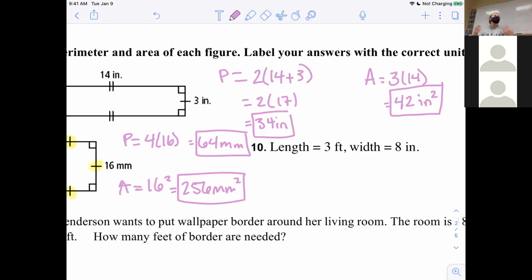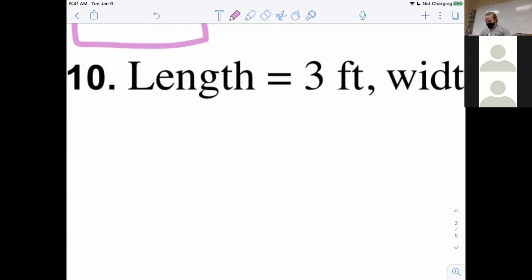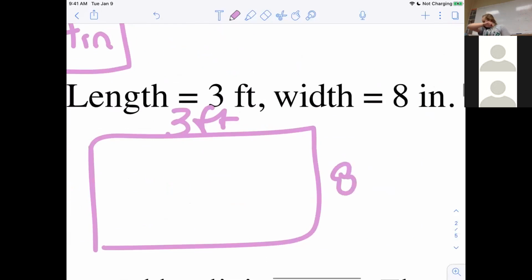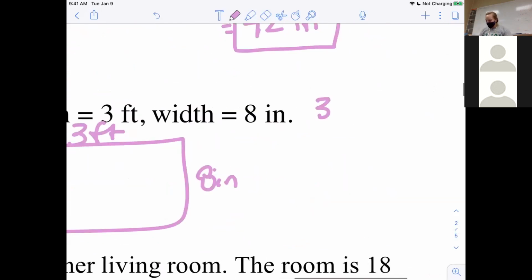Awesome. I have to convert one way or the other. Personally, I would much rather have a large number of inches than a decimal of feet. I don't want 8 inches to be point whatever of a foot. I would rather 3 feet become inches. How many inches are there in a foot?